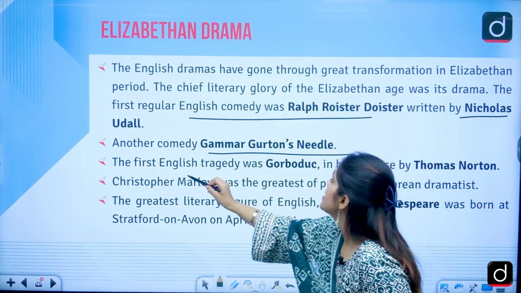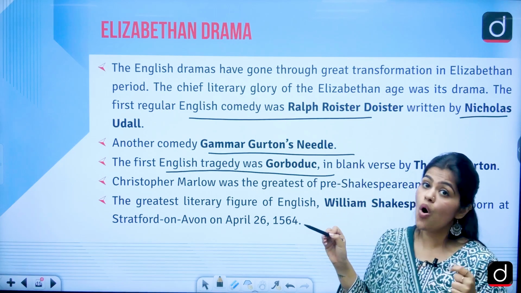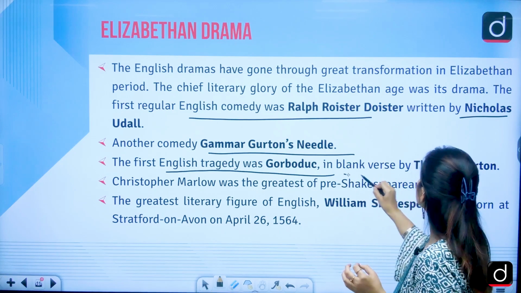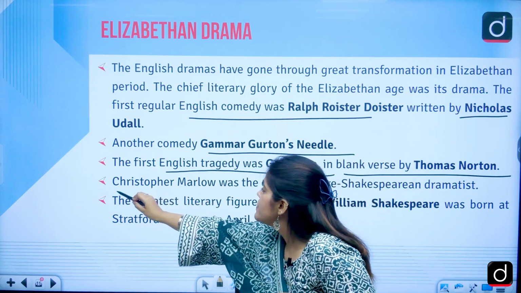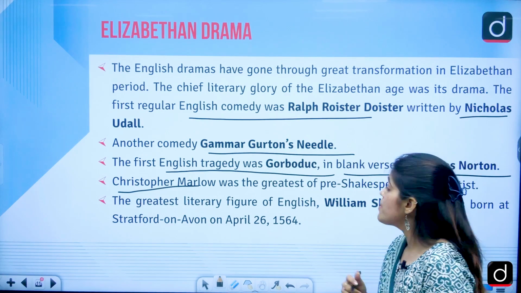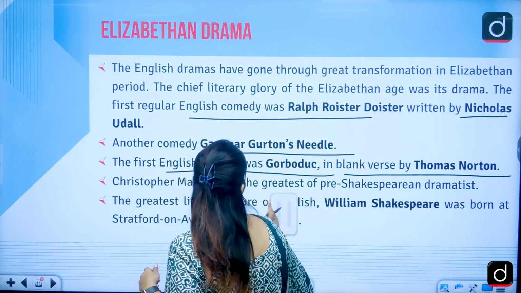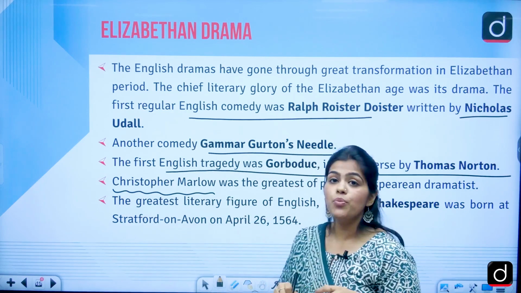Then we'll be studying the first tragedy, Gorboduc, important, right? It was written in blank verse by Thomas Norton. Then we'll be studying Christopher Marlowe, one person you cannot leave, right? Christopher Marlowe is very important.